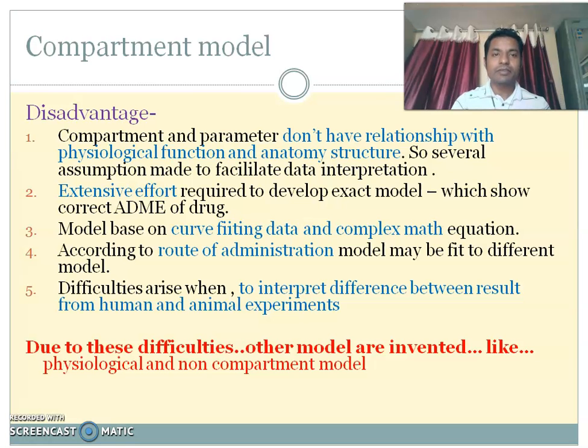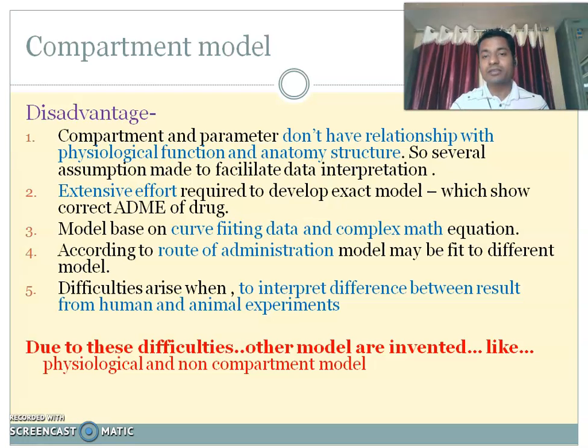Then what are the disadvantages of the compartment model? First one is that the compartments and parameters don't have a relationship with physiological functions and anatomical structures, and we know that it is an empirical or not realistic concept. So there is no relationship with physiological functions or anatomical structure. Right. So we have to make more assumptions to interpret the data.